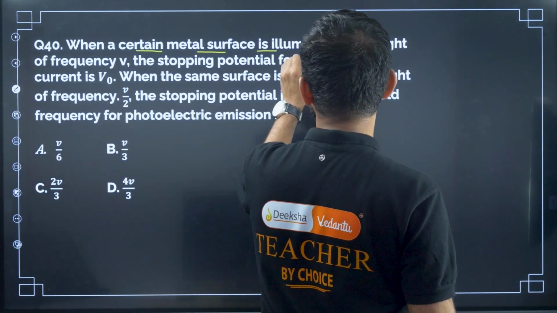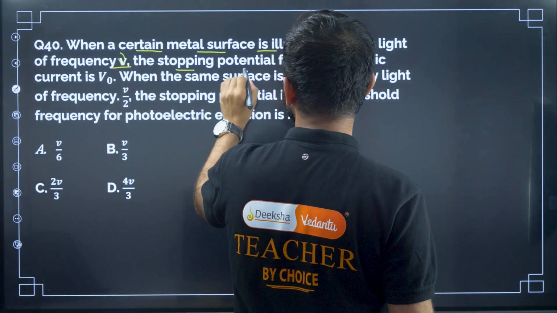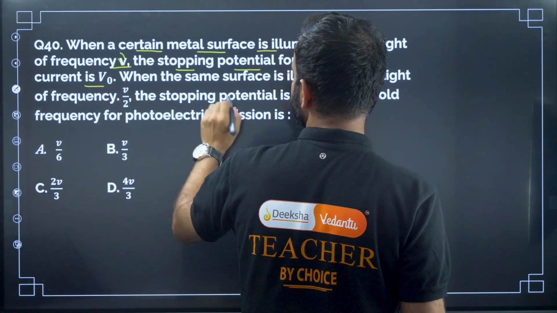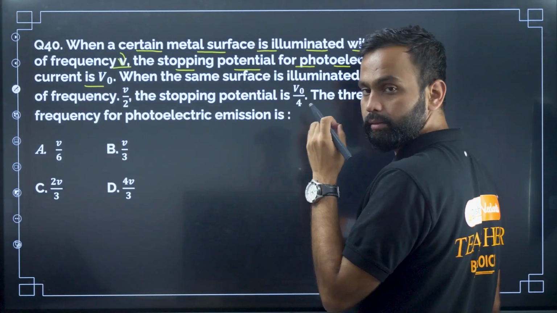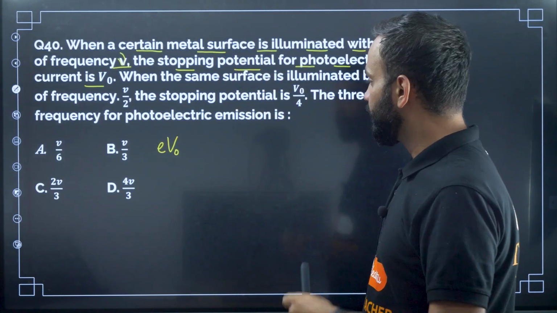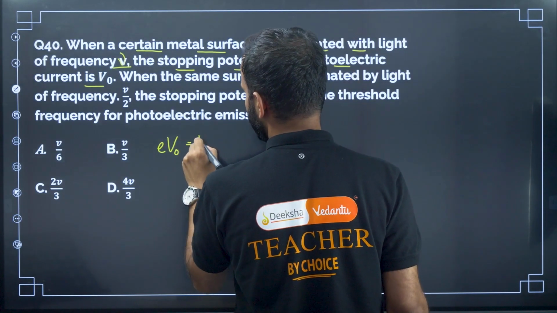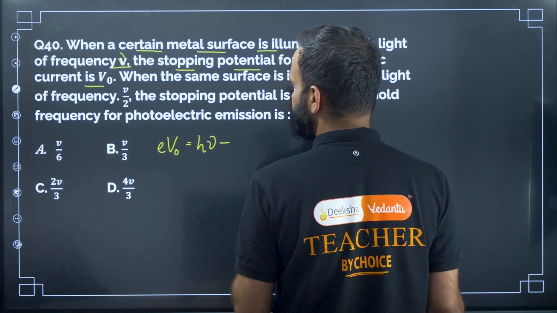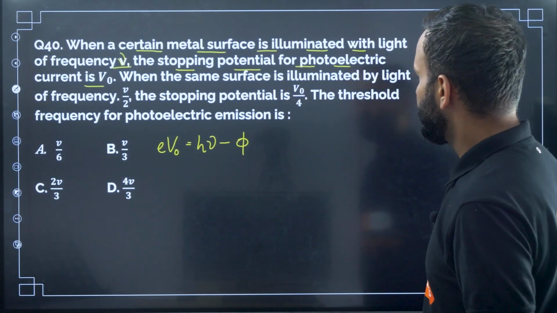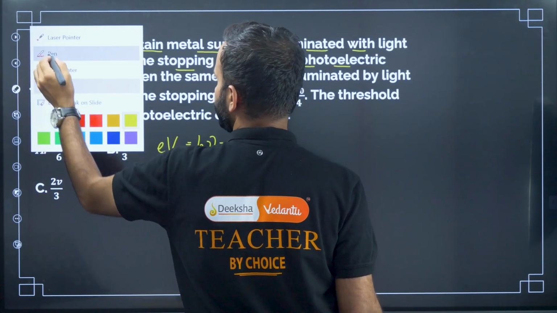Next question, question number 40. When a certain metal surface is illuminated with light of frequency nu, the stopping potential for the photoelectric current is V naught. Let us write the photoelectric equation. The maximum kinetic energy of the photoelectron, that is e V naught, is equal to the energy of the incident light, h nu, minus the work function. The work function is phi. Phi is h nu naught.